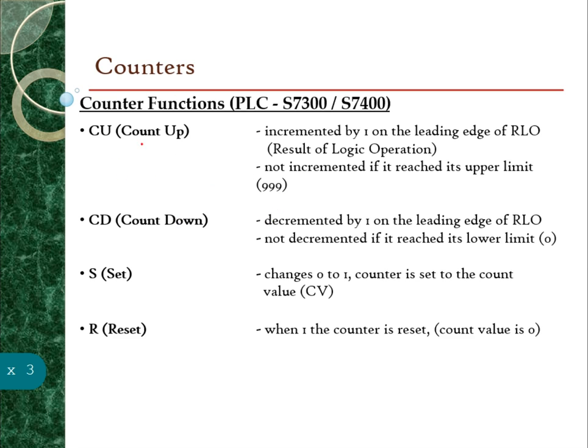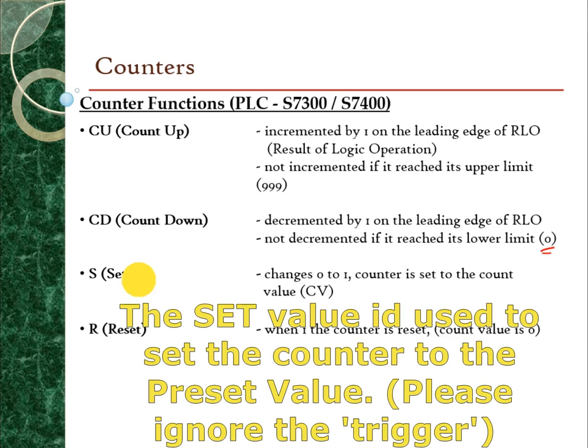Now we look into the basic functions of the counter. We have CU to increment the value by 1, and then we have CD, count down, which will decrement the value by 1. It will not be decremented if the value reaches the lower limit, for example 0 here. And then S is the set value: when it changes from 0 to 1, the counter will start the counting process. So this is the set value.